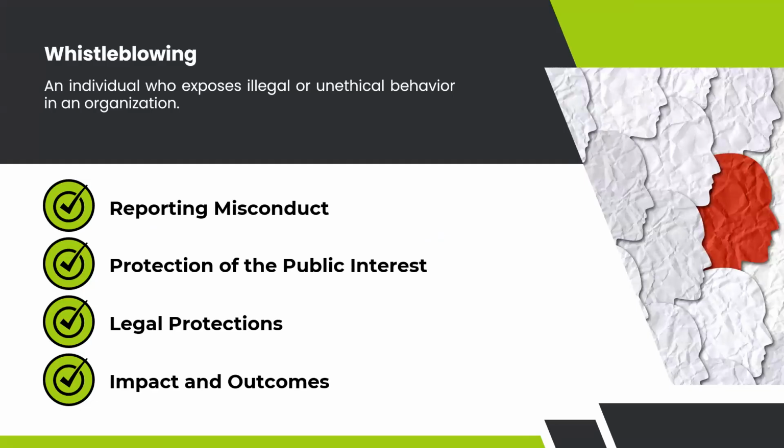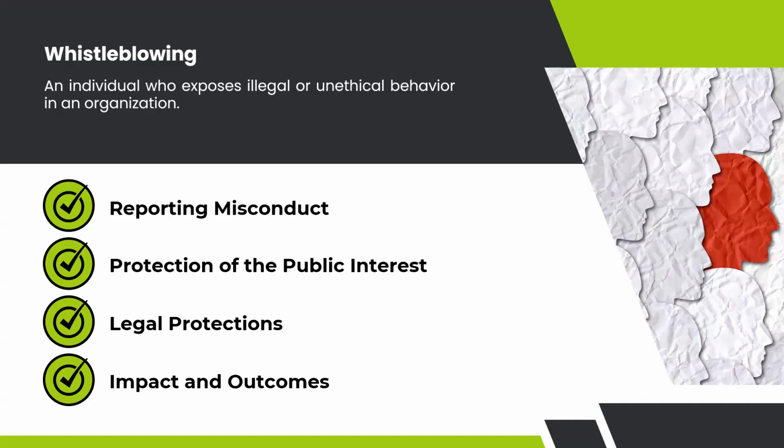Whistleblowing. A whistleblower is an individual who exposes illegal or unethical behavior in an organization. This means that they report misconduct. A whistleblower can come forward to report a wide range of misconduct such as financial fraud, corruption, unsafe working conditions, environmental violations, discrimination, harassment, product safety concerns, and much more. The primary motivation is often to address wrongdoing and prevent harm to others or to the environment.